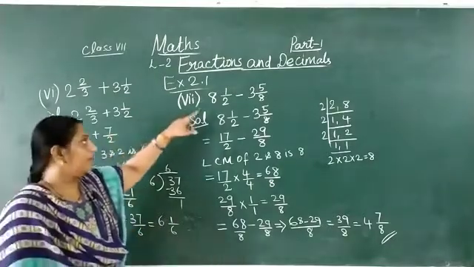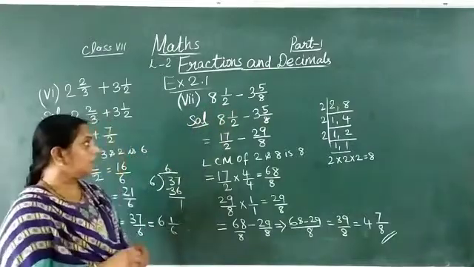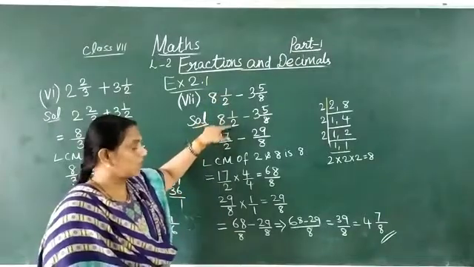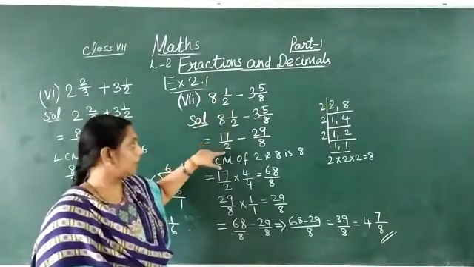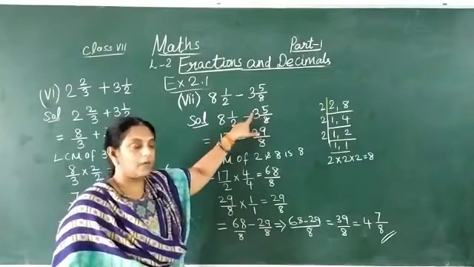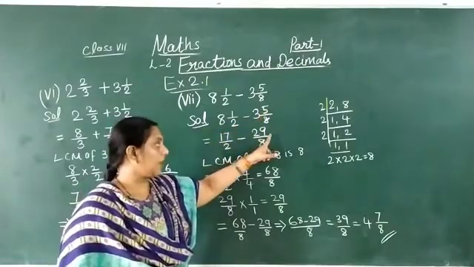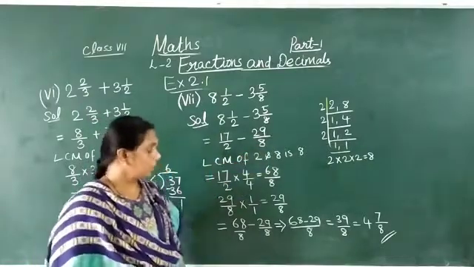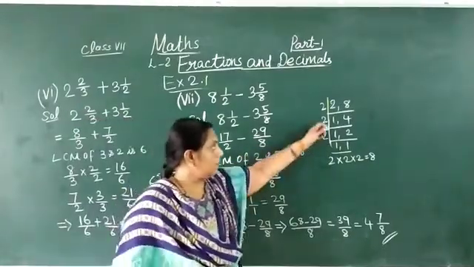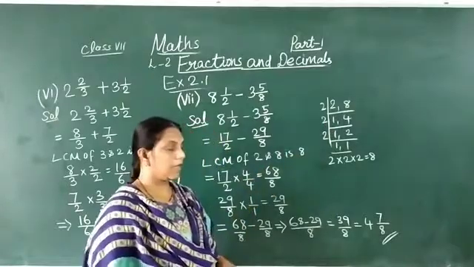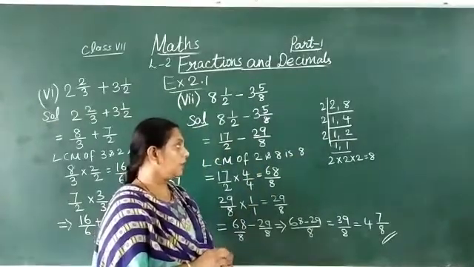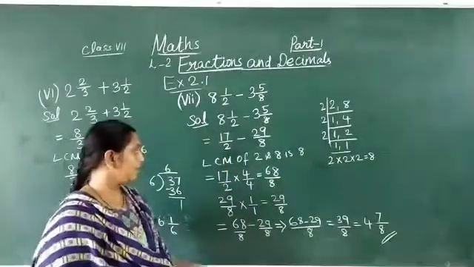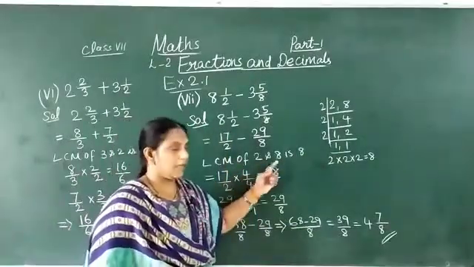Now question number 7. 8 1 by 2 minus 3 5 by 8. So convert this mixed fraction into an improper fraction. 8 2s are 16, 16 plus 1 is 17 by 2 minus 8 3s are 24, 24 plus 5 is 29 by 8. Now the LCM of 2 and 8. In the 2 table it is 1 time and 8 is 4 times, again in the 2 table 1 and 4, in the 2 table is 2 times. Then again 2, 1 and 1. So LCM is 8. So now the LCM of 2 and 8 is 8.